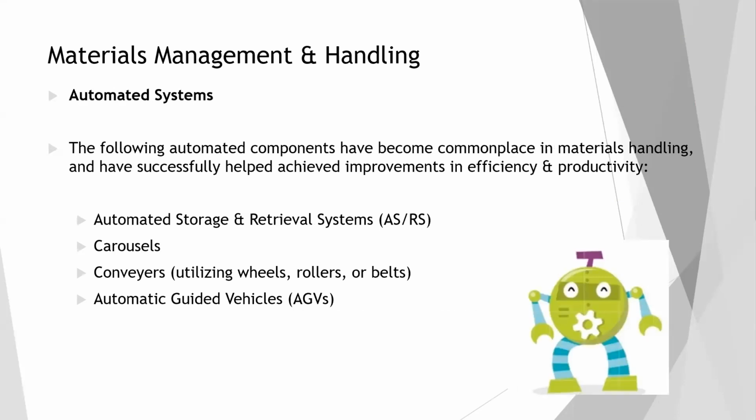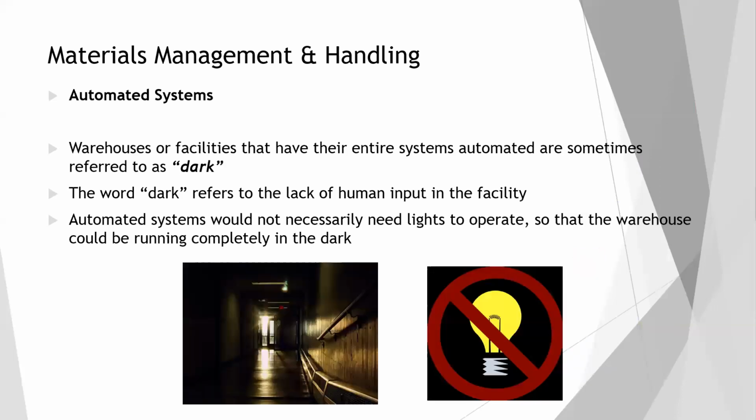So let's talk more about automated systems. Let's get into the weeds a little bit. The following automated components have become very commonplace in materials handling, and they've really successfully helped achieve improvements in efficiency and productivity in supply chains. We've got automated storage and retrieval systems, ASRS. We've got carousels. We've got conveyors that could utilize wheels, rollers, or belts. And then we've got automatic guided vehicles, AGVs. Let's talk more about these.